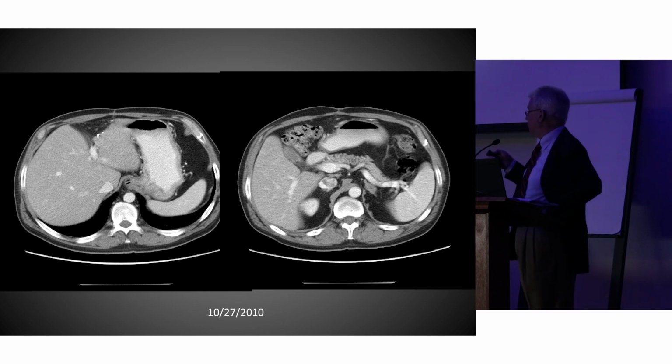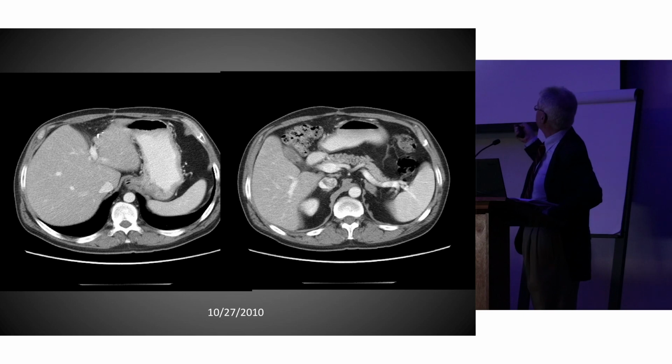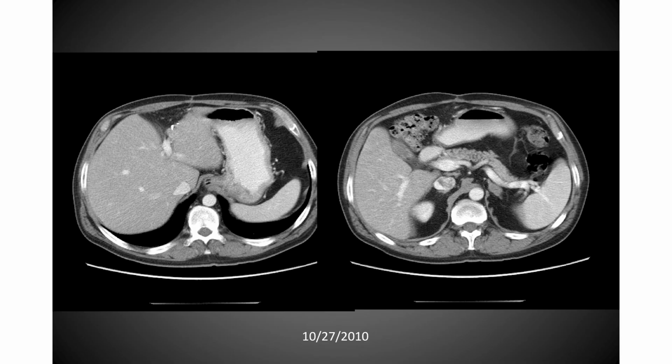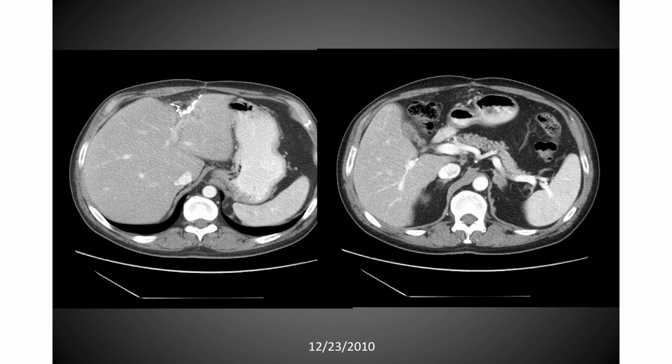The patient has scans 2 months later in October. Again, the liver looks good. Gorgeous view of the pancreas. This is the vein that drains blood from the spleen. The liver looks good. Again, we're now in December. The liver looks fine. Hard pressed to say anything's wrong with it.